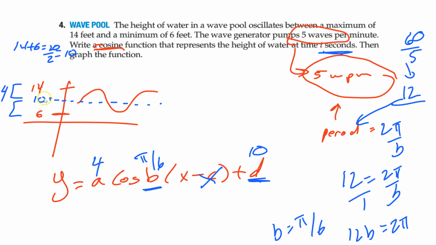Why do I draw it? Because it helps me find the middle. And all you have to do is add them up and divide by 2. That's how you find the middle of anything. So add them up, divide by 2, I got 10. That is my vertical shift, because remember, that's your middle. This right here is always your middle.